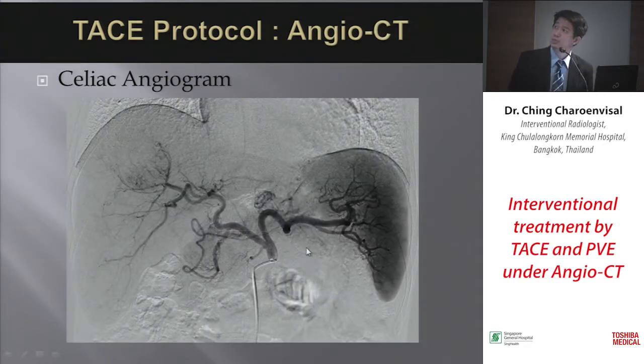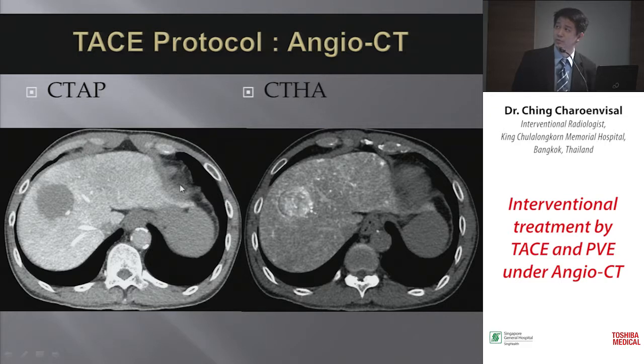This is an example. At first, we do the celiac angiogram to look at the anatomy of the celiac artery, and you can see the mass, the HCC, here. And then we do the CT-AP and the CT-HA. In the CT-AP, you can see that the liver parenchyma is enhanced, but the tumor is not enhanced because the tumor is not fed by the portal vein. The tumor is fed by the hepatic artery. In the CT-HA, you can see the tumor is enhanced, but the liver parenchyma is less enhanced.